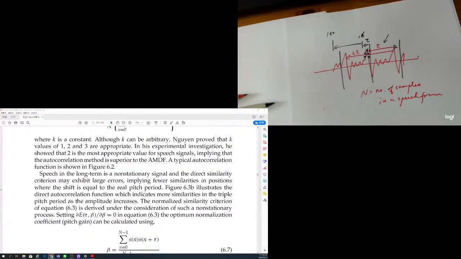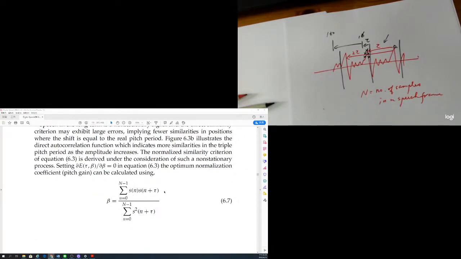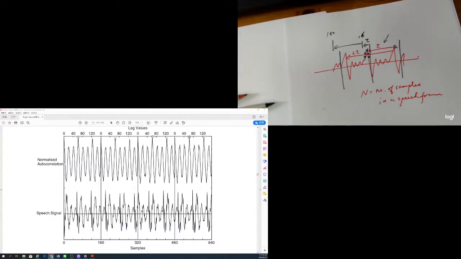We fix tau because we have two variables. We assume tau is a fixed number, and then we take the partial derivative with respect to beta and set it to 0, so we can get the minimum value. You can see the condition: beta equals the normalized autocorrelation, the correlation normalized by energy. So we get better performance.